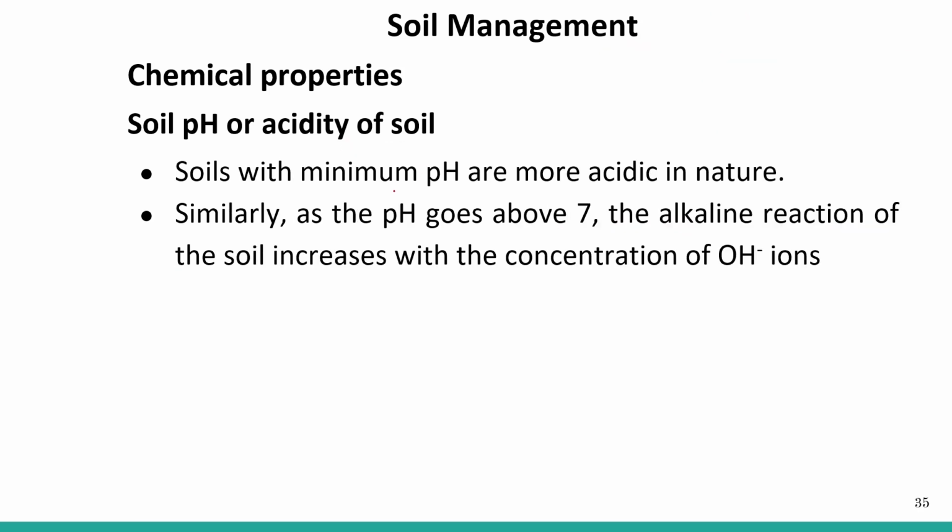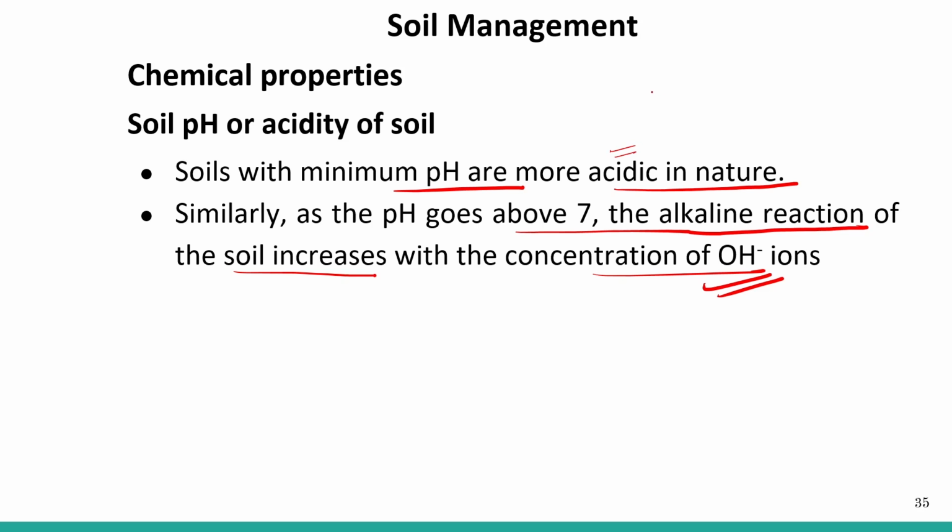Soil with the minimum pH is more acidic in nature. Similarly, as the pH goes above 7, the alkaline reaction of the soil increases as the concentration of hydrogen ion decreases. So soil with minimum pH is more acidic in nature. Minimum pH means 1, 2, 3. Okay, and if it is 5.5 or 6 or 6.5, then it is in the lower range of pH.